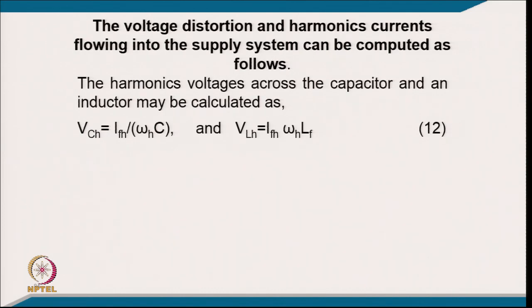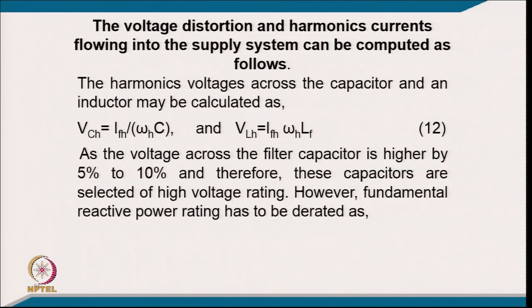And then the voltage distortion: the harmonic voltage across the capacitor and inductor may be calculated from how much harmonic current is going into the filter. That will be the harmonic voltage across the capacitor, and this is the voltage across the inductor. We have to check that these voltages are not going excessive and that resonances are not there. The voltage across the filter capacitor is higher by 5 to 10%, and therefore these capacitors are selected with a little higher voltage rating.